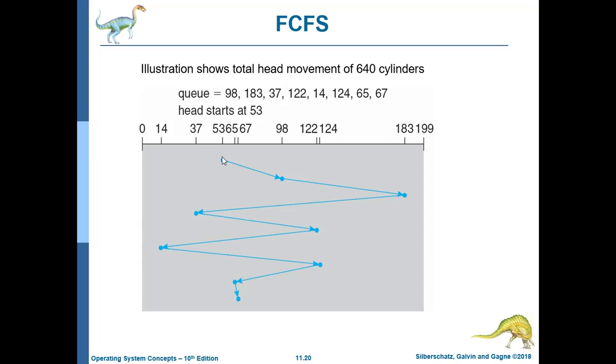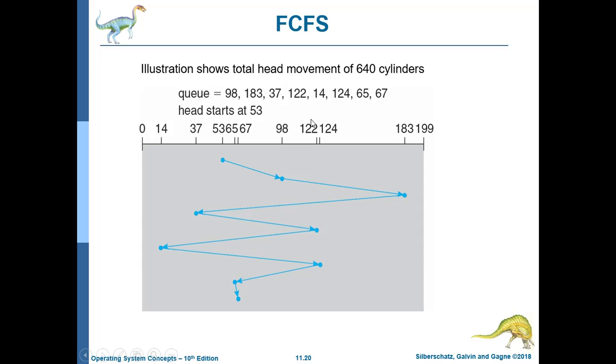To calculate the total head movement, the technique here, of course, since this is first come, first serve, is that you're going to graph. From 53 going to 98 and then 183. And then next is going to 37. And then we have 122. And then we have 14. And then 124. And then going to 65. And then the last stop is at 67. So for this example, this is already the graph that is created.